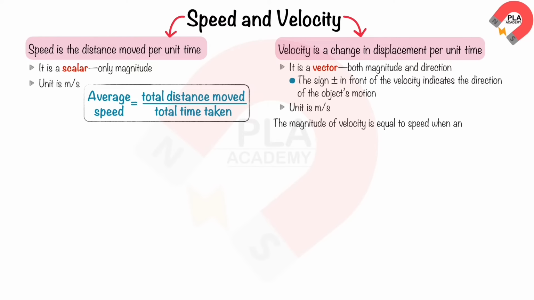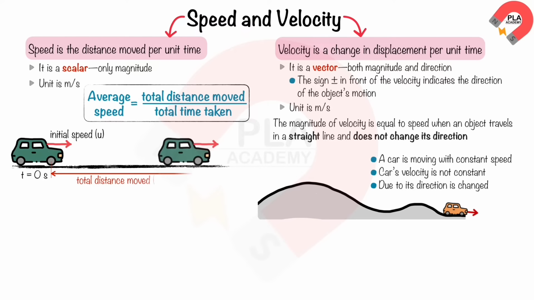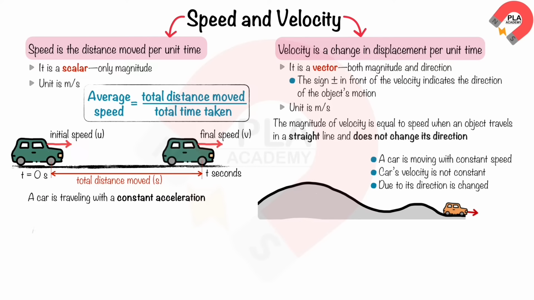its direction. A car travels with constant speed up and down the hill as shown. While its speed remains constant, its velocity is not constant due to the changing direction of movement. A car traveling at an initial speed of u for t seconds reaches a final speed of v and covers a distance of s meters, and its acceleration is constant. In a diagram, the average speed is (u plus v) over 2. Total distance moved is s. Total time is t. Therefore, (u plus v) over 2 equals s over t.